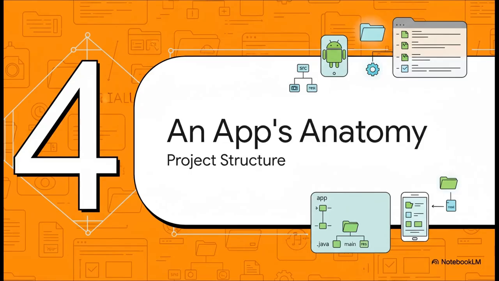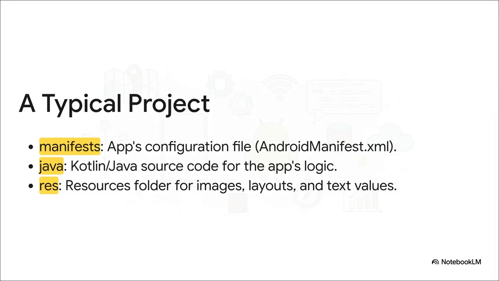All right, so we've got the 4 core components. But where do you actually put them? Let's take a look at the anatomy of an Android project and see how everything is neatly organized. So when you open up a project, it kind of looks like a super organized filing cabinet. The manifest file, that's the app's passport. It tells the Android system what the app is and what permissions it needs.